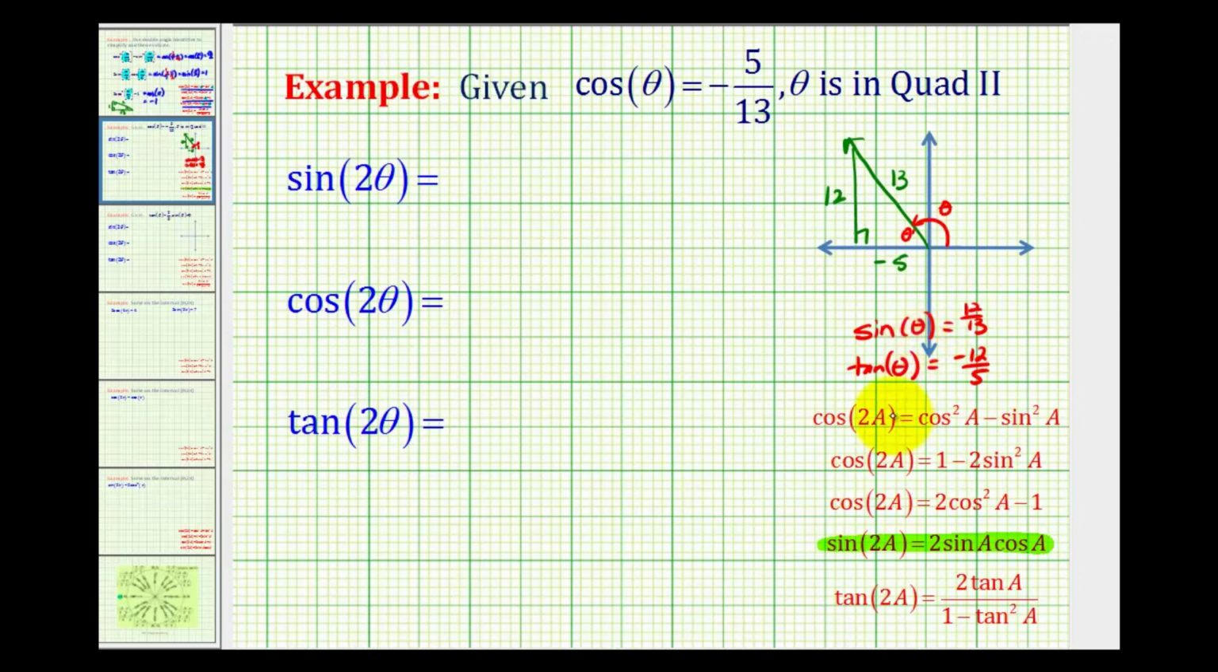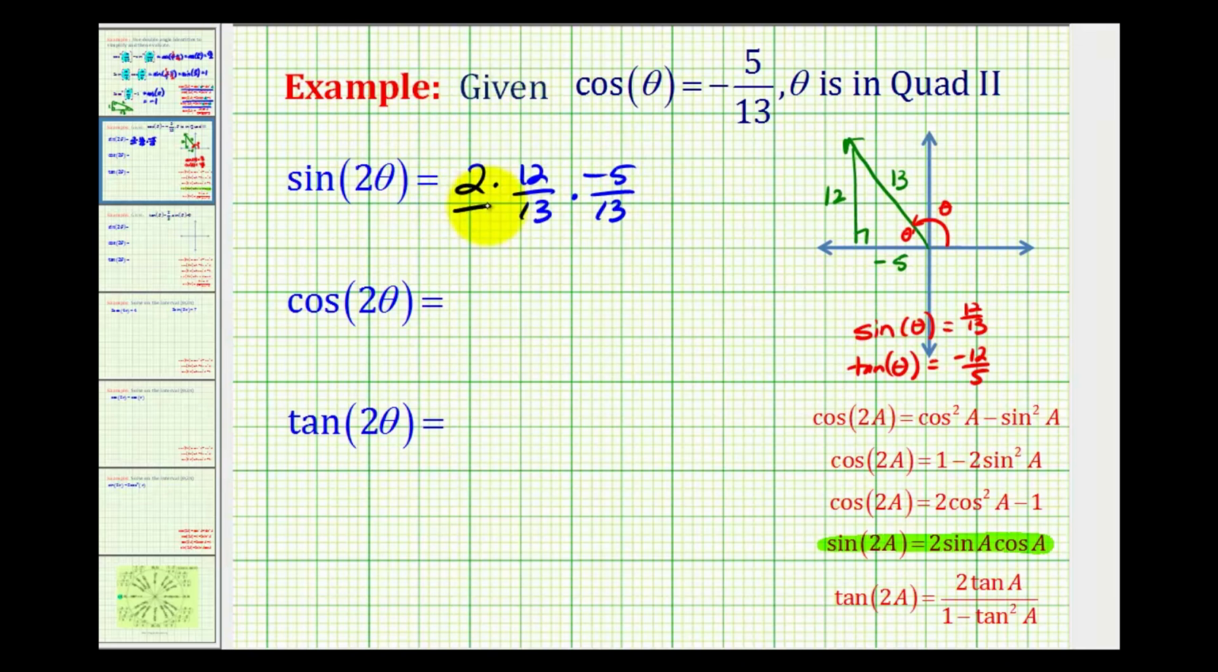Now we can just apply the correct double angle identity. For sine of 2 theta, we're going to have 2 times sine theta times cosine theta. So we'll have 2 times sine theta, which is 12/13, and cosine theta is negative 5/13.